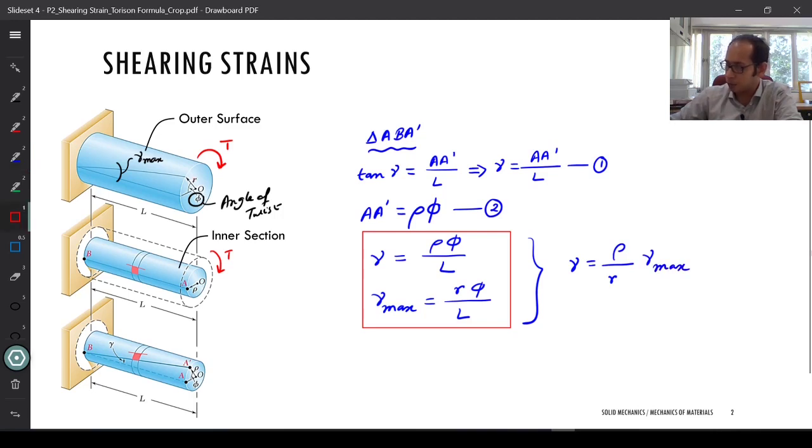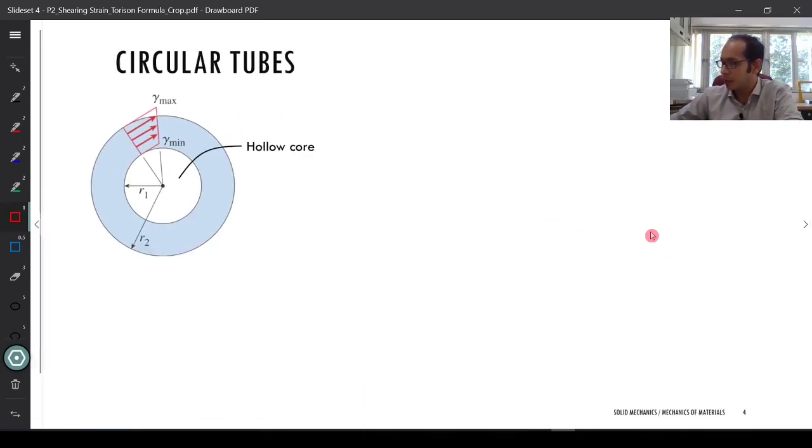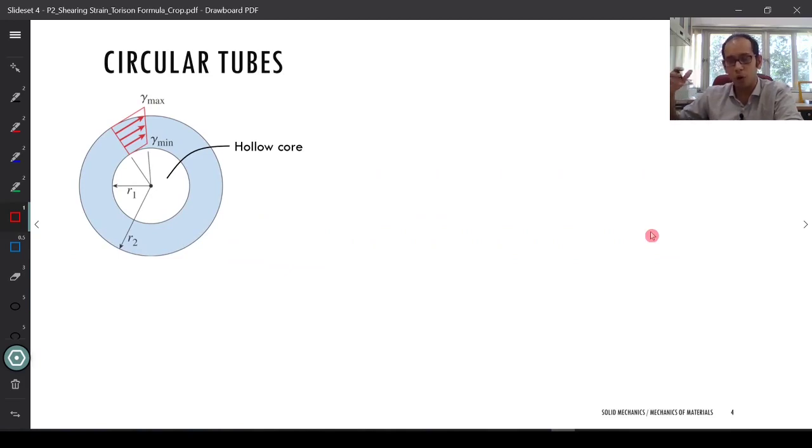Right? So this is also a fundamental relationship. All of these three relationships are summarized in this particular slide over here. Now, as I was saying, this is for a solid core, a solid circular shaft. In contrast, if you have a hollow core or a hollow circular shaft, you can easily think about how the expressions are going to change.